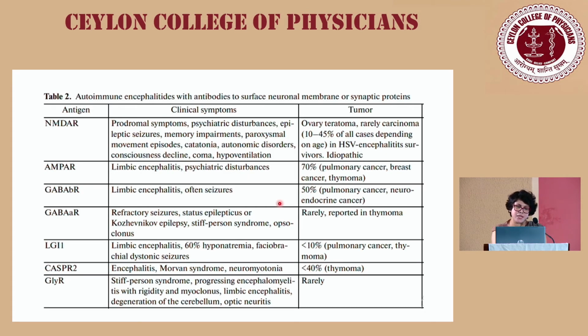So this table highlights mainly the antibody-mediated syndromes with the core set of clinical features. Most of them we have discussed already while discussing the symptomatology. For example, NMDAR presents with prodromal symptoms, psychiatric disturbances, movement disorders, seizures, and catatonia, with tumoral associations, basically ovarian teratoma. And the other varieties, AMPA, GABA, LGI1, and CASPR2, also have a classical core set of phenotypes.